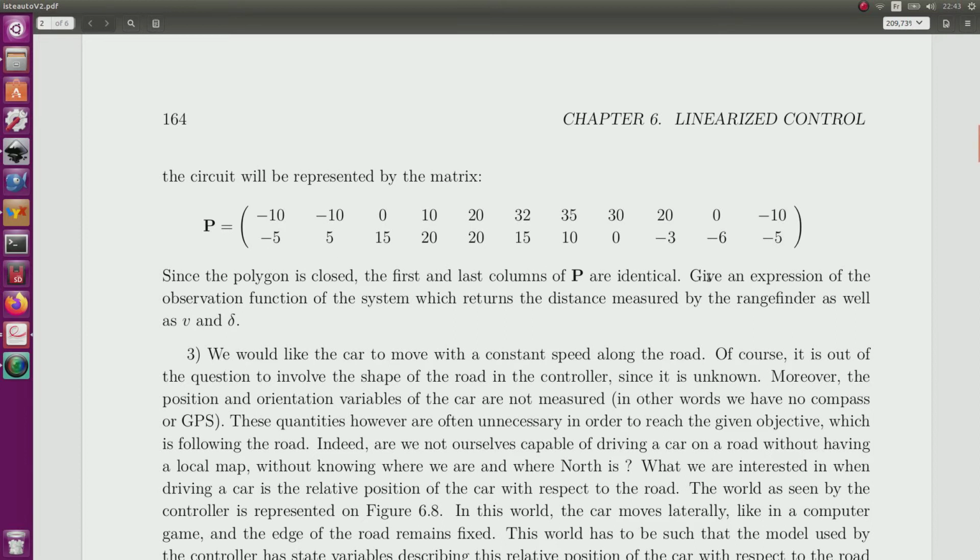So from this we need to find an expression of the observation function. It will make it possible to return, using the simulator, the distance measured by the laser, by the rangefinder, and also the speed and delta. It is what my observation function should return.